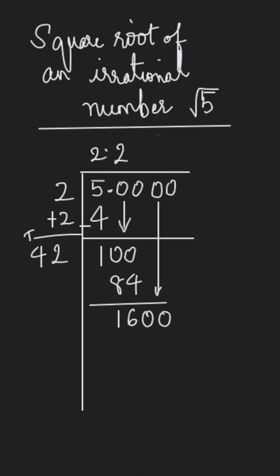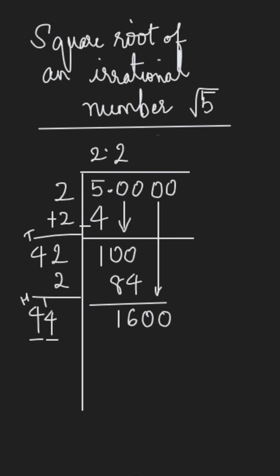Now it's time to choose the third divisor. What do you do? You add the same number to the second divisor. You get 44. Now this becomes the number in the hundreds place of the third divisor, and this becomes the number in the tens place. Now again, you have to choose a number in the units place such that when you multiply it with the same number, you get 1600 or a number which is less than 1600.